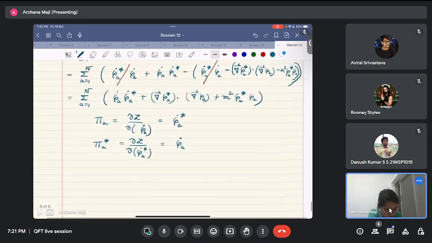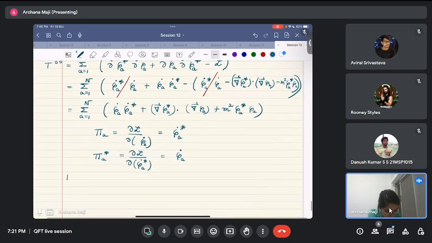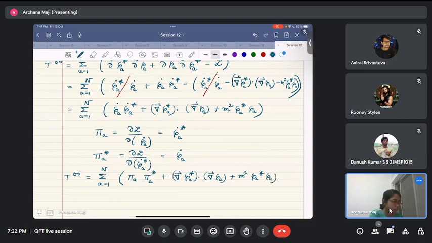Okay, so these two we can replace there in the expression of the 0 0 component of the energy momentum tensor, and you get pi A star plus gradient of, okay, so that is the answer.